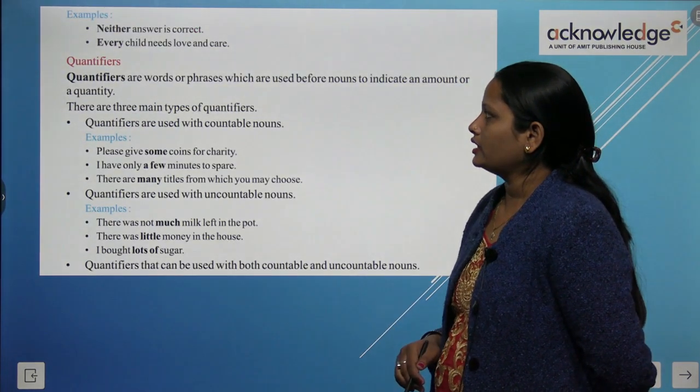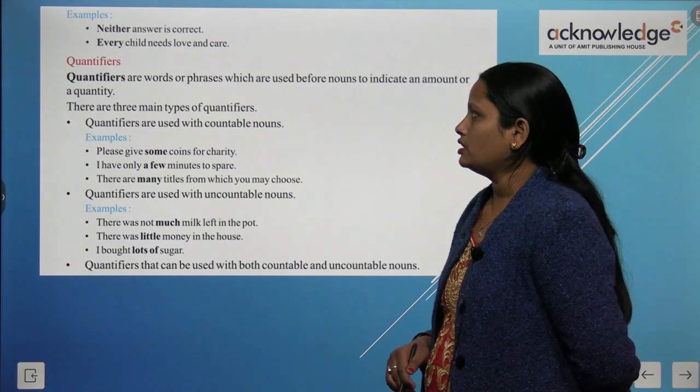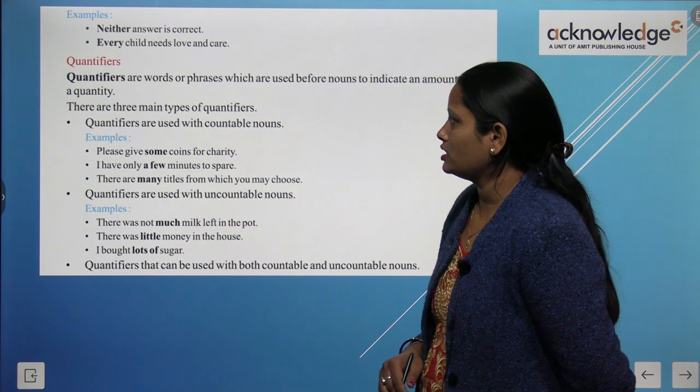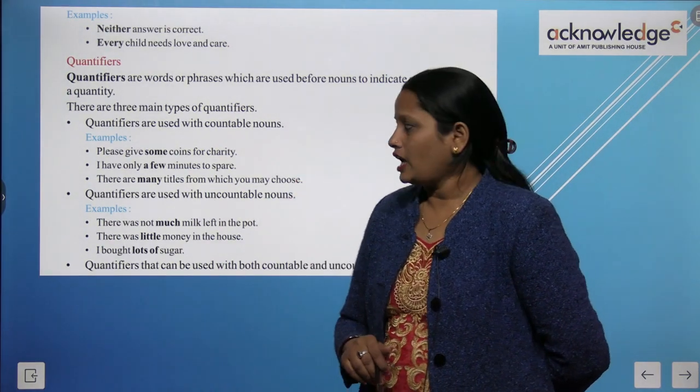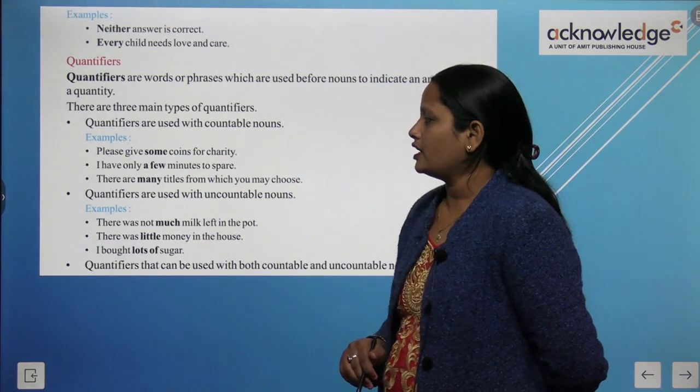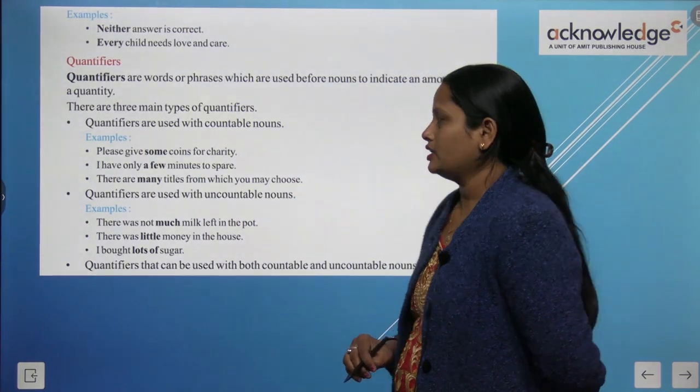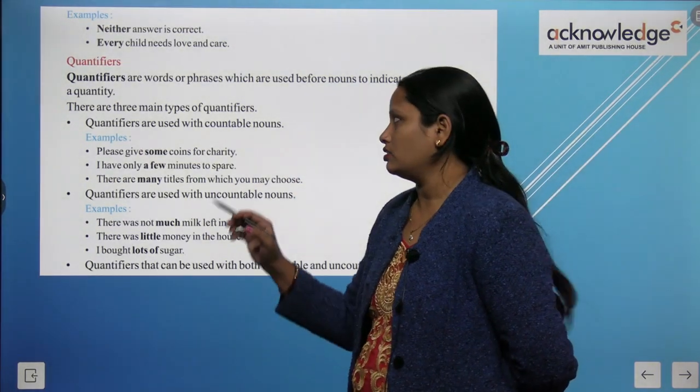Examples are neither answer is correct. So neither is the determiner that we are using here. Next is every child needs love and care. So here every is the word that we are using here.